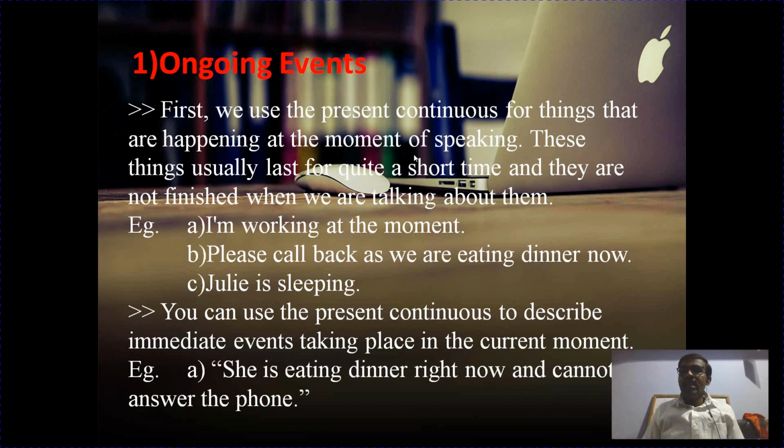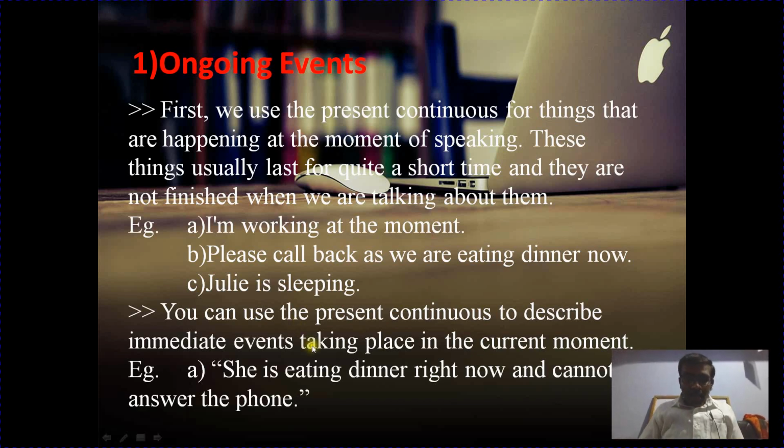Please call back as we are eating dinner now. So ongoing things, they are eating dinner now. This is a presently going thing. And Julie is sleeping. She is sleeping. This is the ongoing thing. She is talking, and I am teaching you grammar. This is the presently going thing. Teaching online is the presently going thing. So happening things, happening right now, can be explained with the help of this present continuous form.